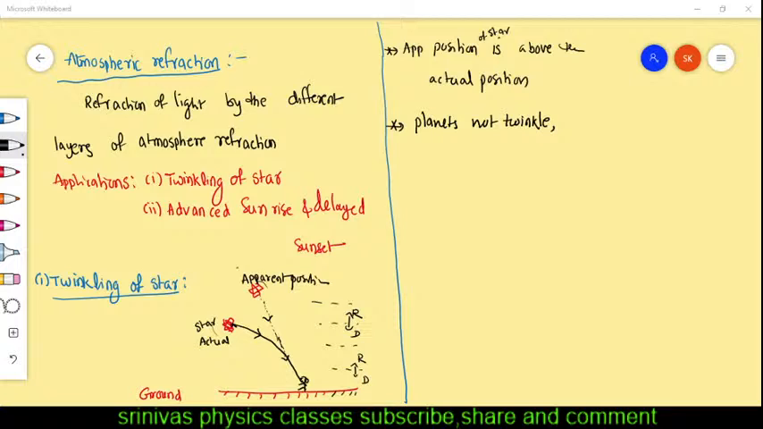Okay, right. Is it clear till now, students? No. Is it clear or not? Any problem? Students? Is it clear till now, students? Write in the chat box.